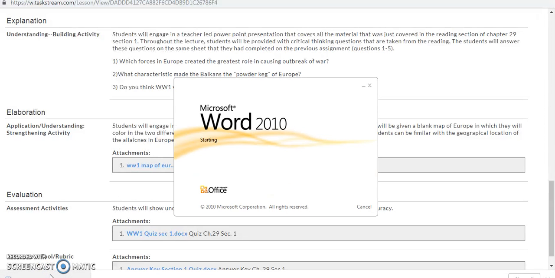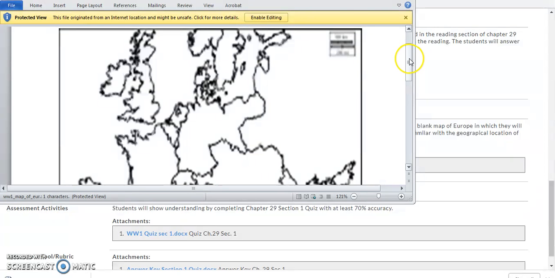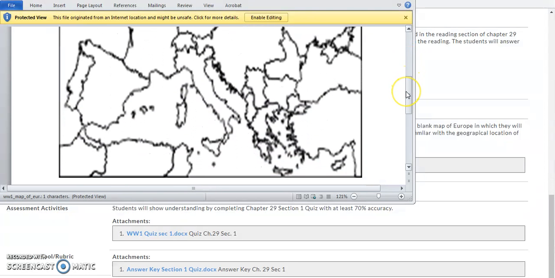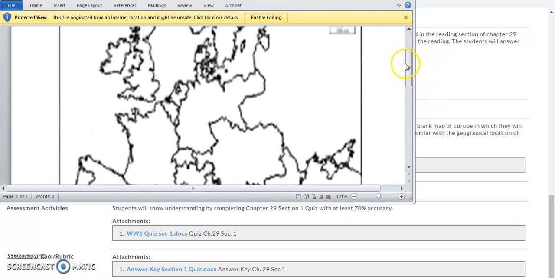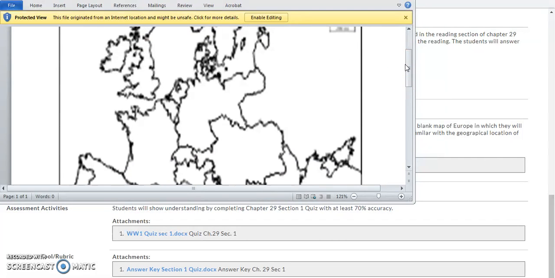What it is, it's just a blank map of Europe, and here it comes. Okay, it's a blank map of Europe, and what they will do is they will just go on and describe. They'll get colored pencils and they'll describe the alliances. So, for example, they will need to color up an alliance.